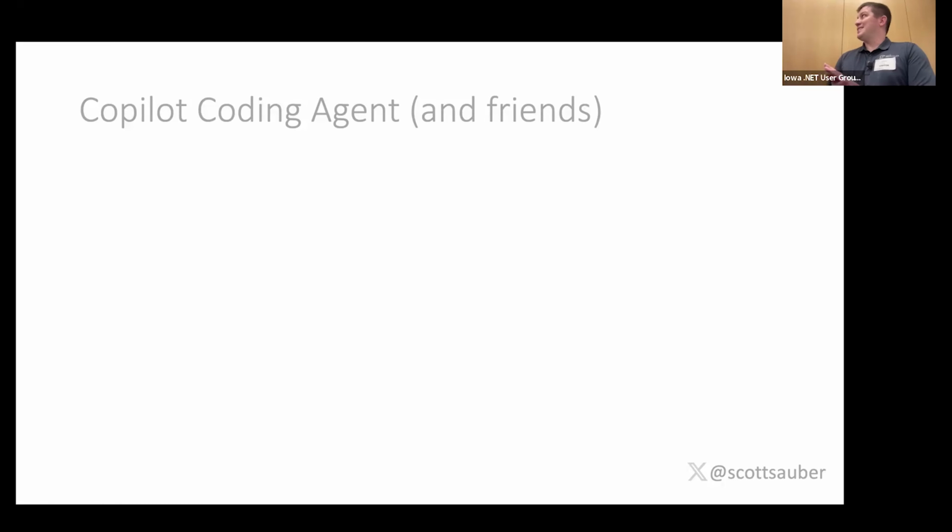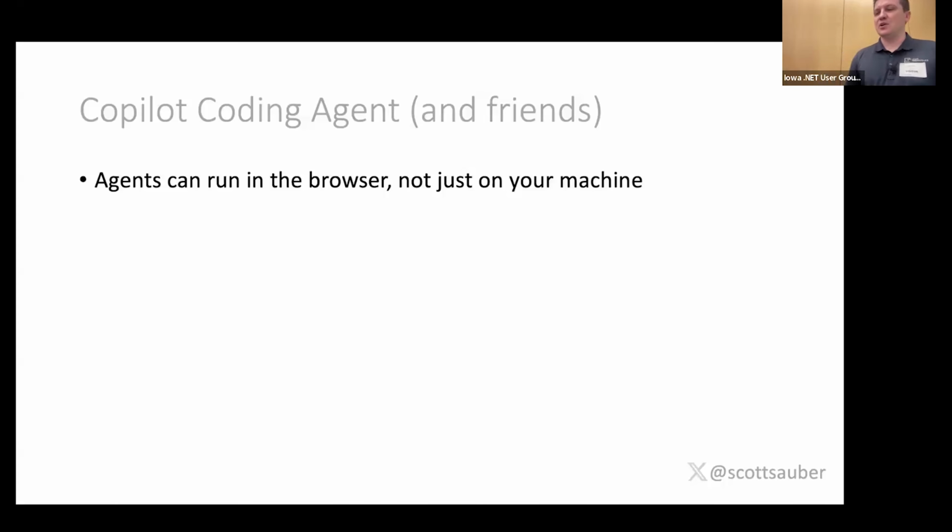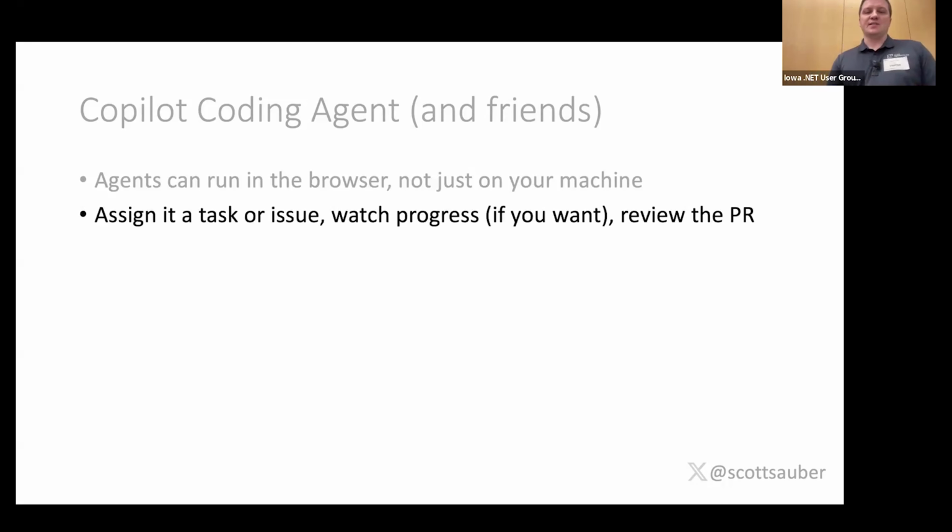So let's move on to talk about Copilot coding agents and some friends. Typically what we think about with AI dev tools is running some AI tools on our machines. But now there's a lot of tools that you can actually interact with from a browser. I've been on my phone and just told it, hey, go do this thing for a personal project, and it went off and did the thing. I'll show an example of this in a second.